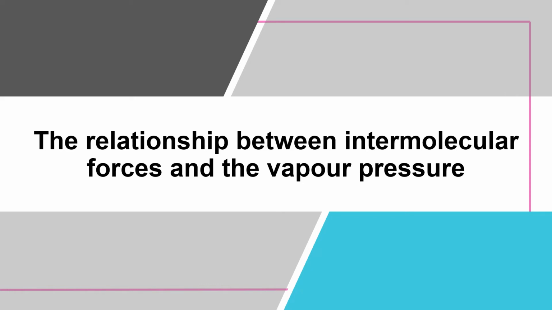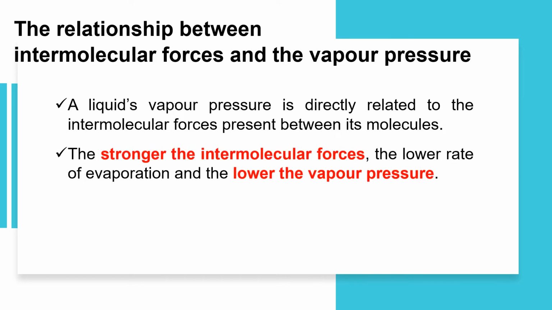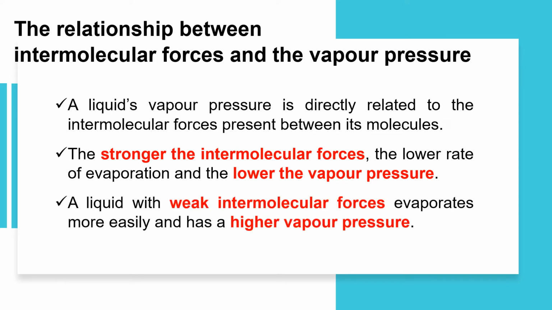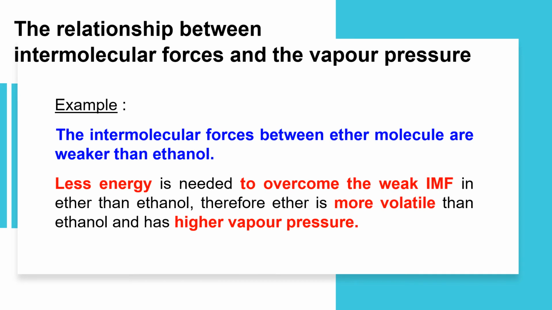Now, we will describe the relationship between the intermolecular forces and the vapor pressure. A liquid's vapor pressure is directly related to the intermolecular forces present between its molecules. The stronger the intermolecular forces, the lower the rate of evaporation and the lower the vapor pressure. A liquid with weak intermolecular forces evaporates more easily and has higher vapor pressure. For example, the intermolecular forces between ether molecules are weaker than ethanol. Less energy is needed to overcome the weak intermolecular forces in ether than ethanol. Therefore, ether is more volatile than ethanol, and it has a higher vapor pressure.